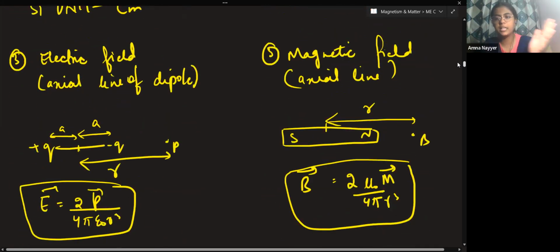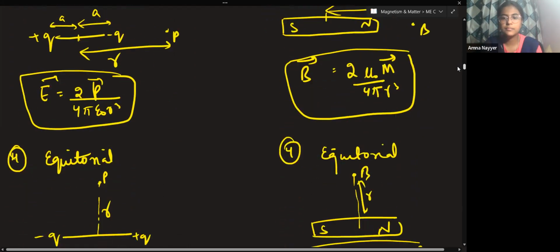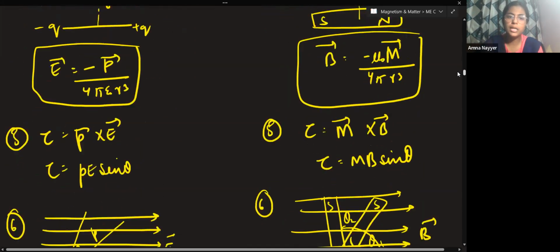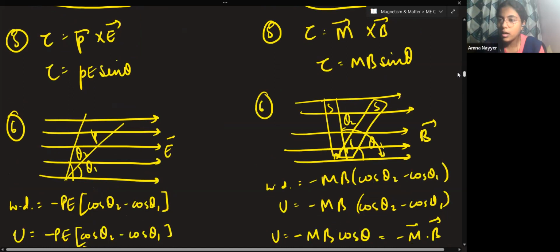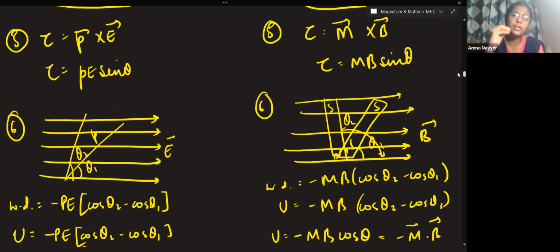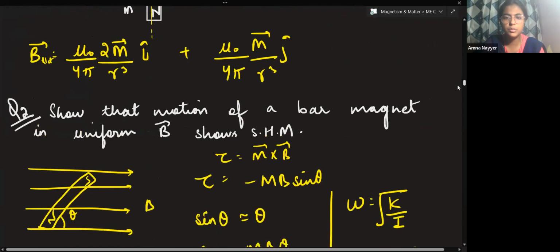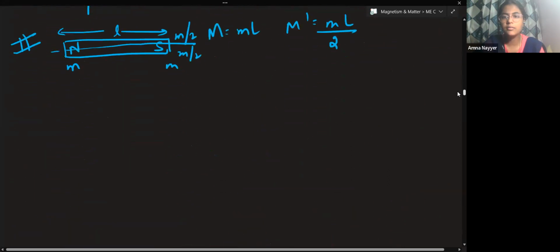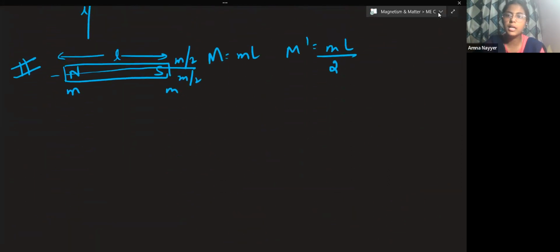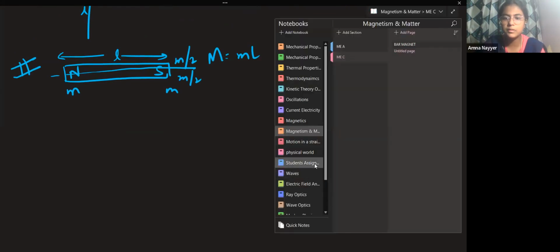Then electric field, magnetic field. Same equatorial and axial positions. Torque is equal to pE sine theta in case of electrostatics, and it is mB sine theta in case of magnetics. Then work done and energy and all these things. Few questions we had seen. We have to do more questions. Okay, before that, let me show you your papers.